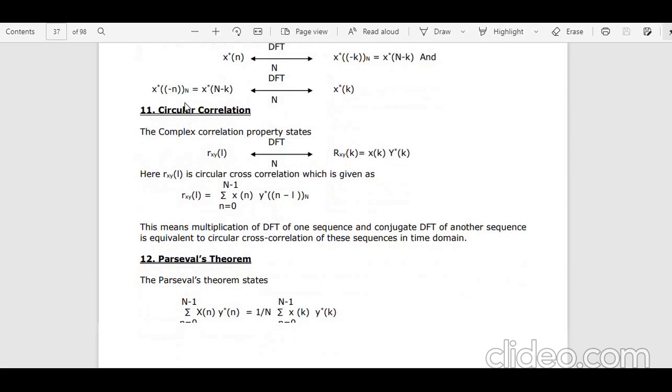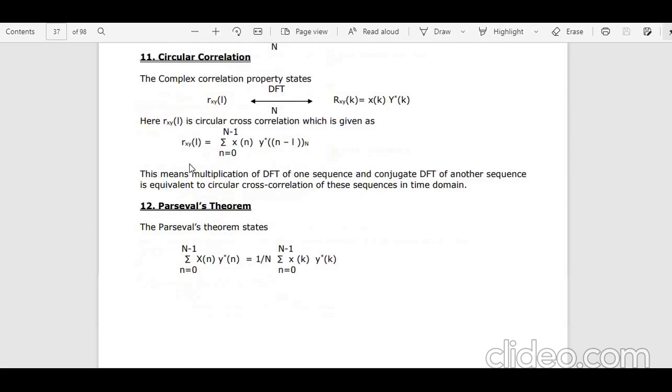Next is circular correlation. Correlation, as the name itself says, has two types, one we have learned about as auto and the other cross. Here as you can see, the formula is for cross. One is the x sequence, another is the y sequence, of l. We can write it as capital Rxy of k, so this is x of k, y asterisk of k, where small rxy of l is nothing but the circular cross correlation, which is given by this formula.